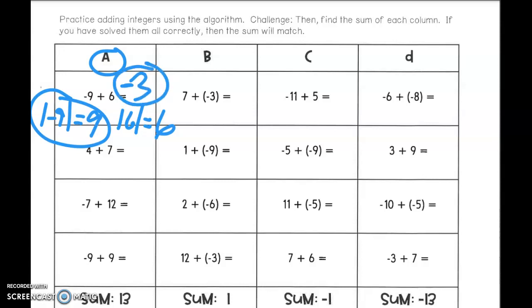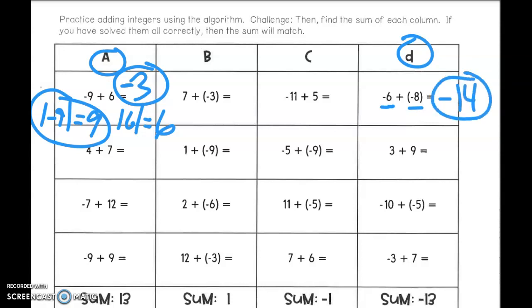Now let's look over here at column D. Negative 6 and negative 8, well, those are both negative. In that case, the answer is going to stay negative, and since they're both the same sign, all we have to do is add them. That's negative 14.